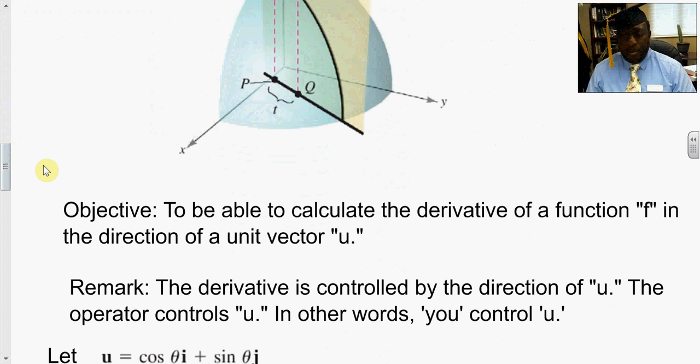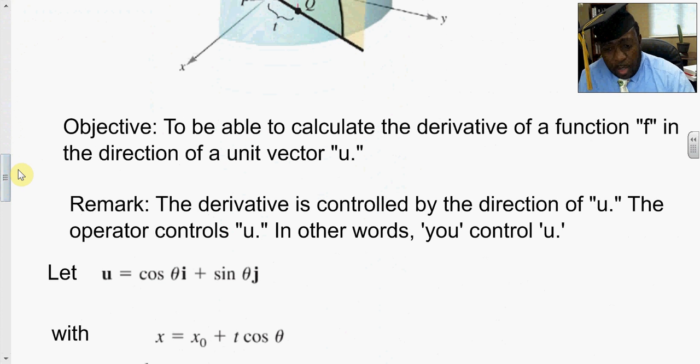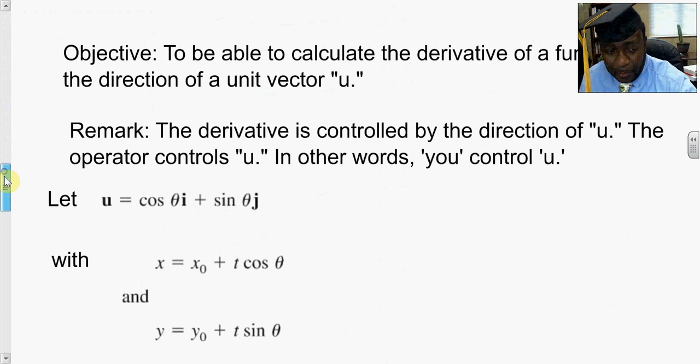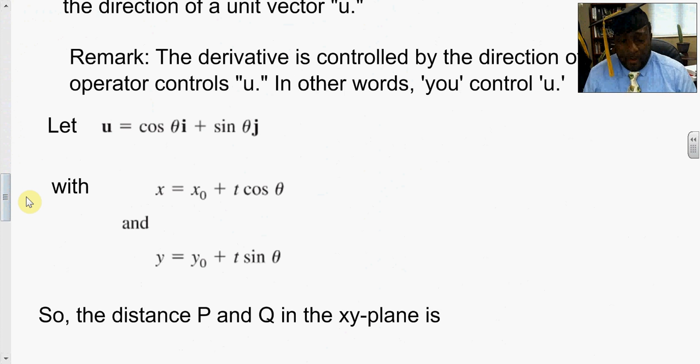So our objective is to calculate the derivative of a function f in the direction of a unit vector u. The derivative is controlled by the direction of u. The operator, that is u, would control the angle that u is determined by. So in other words, u controls u. Well, I reckon that's enough philosophy for the moment. We do continue with philosophical notions of mathematics.